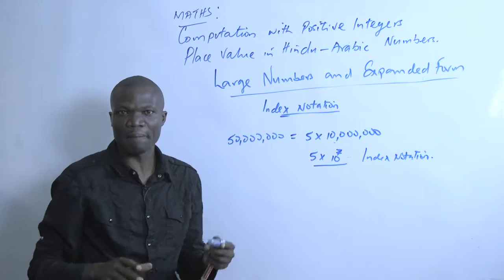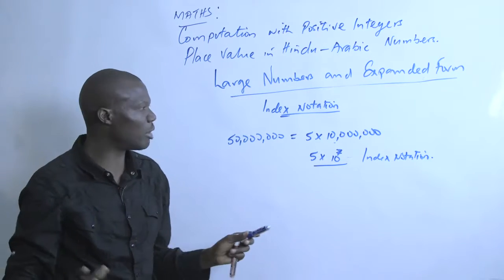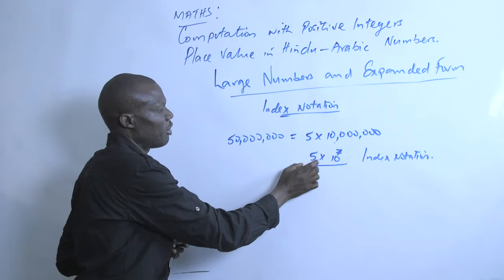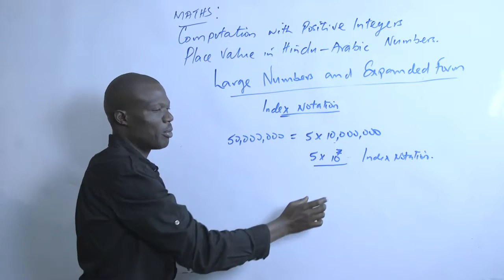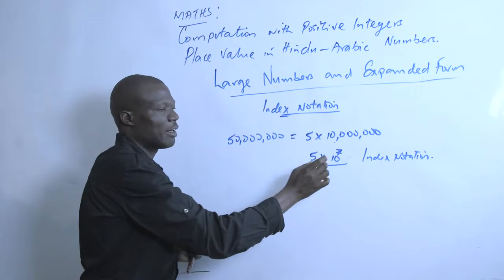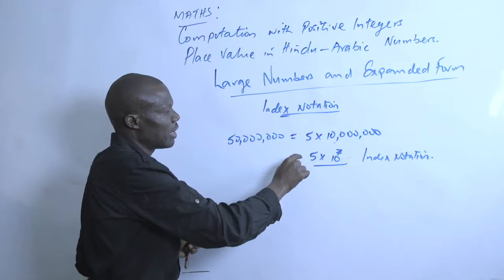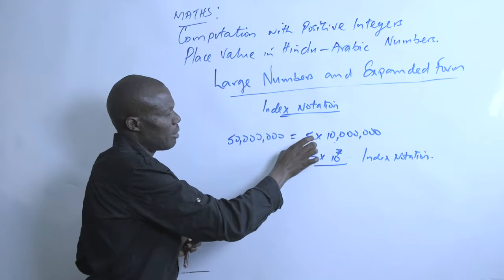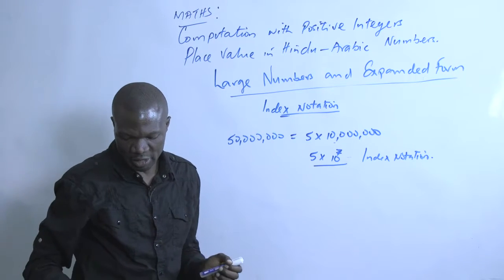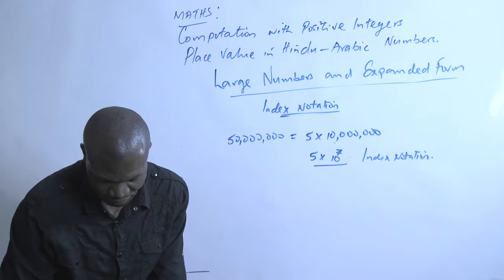So we can simply write any large number using a whole value, and the zeros will be replaced by the 10 raised to the power of the number of zeros that we have. So index notation will give us the whole number multiplied by 10 raised to a power.